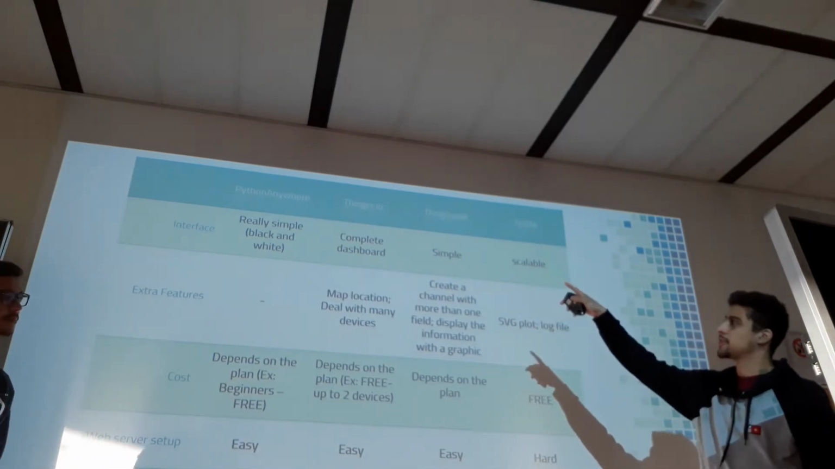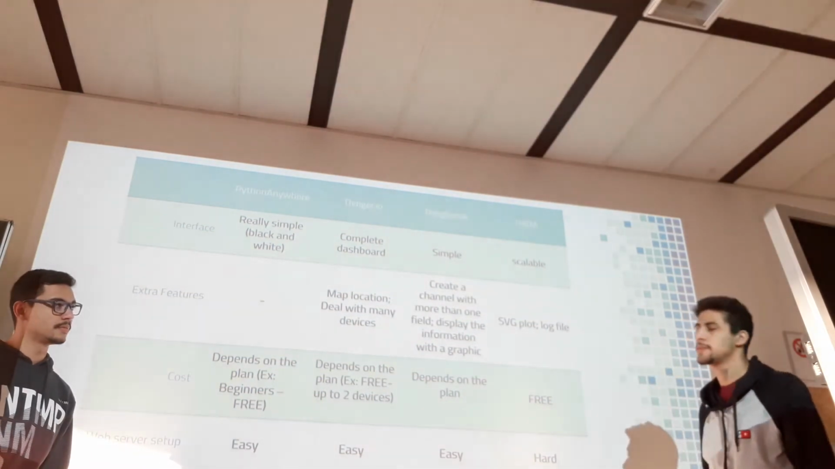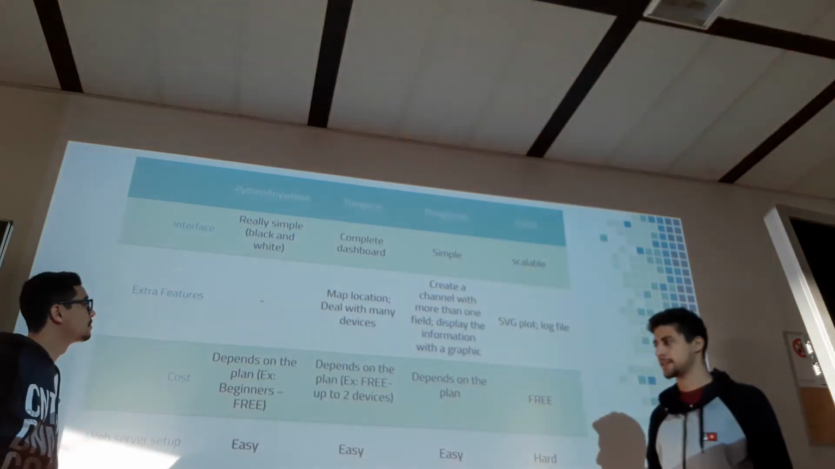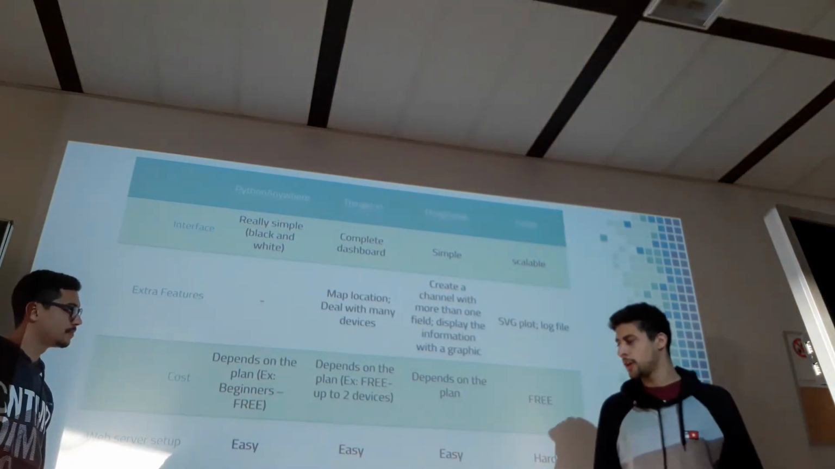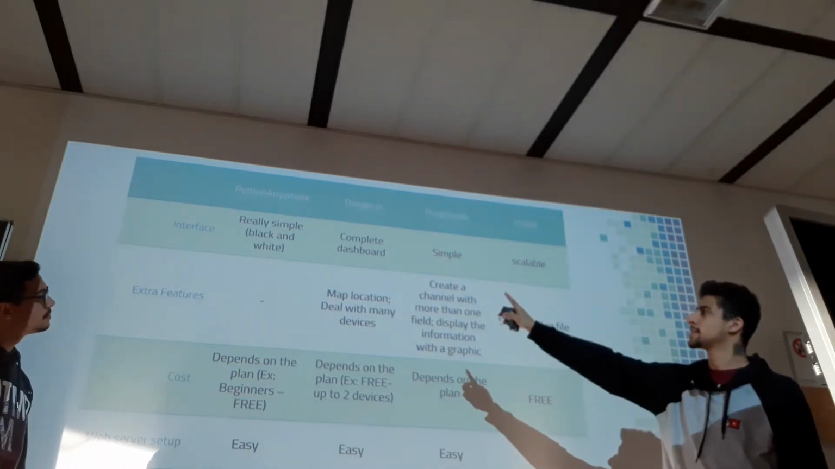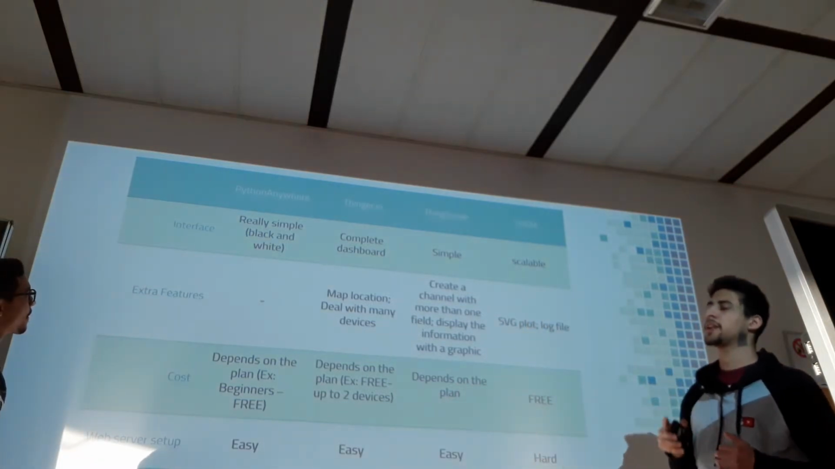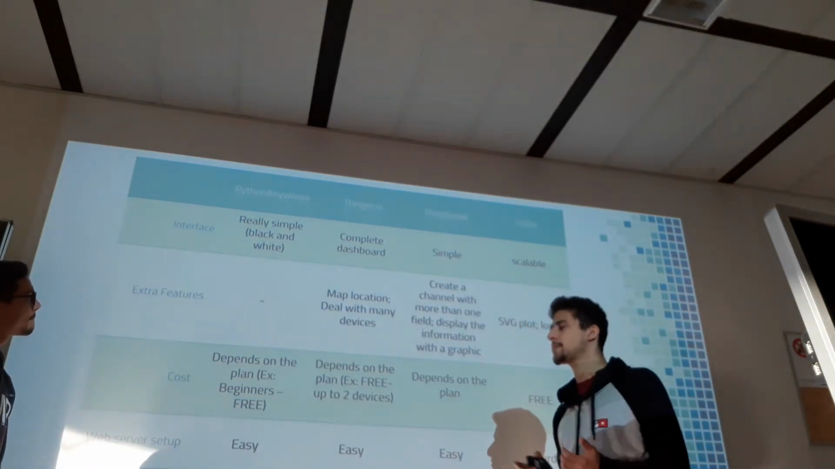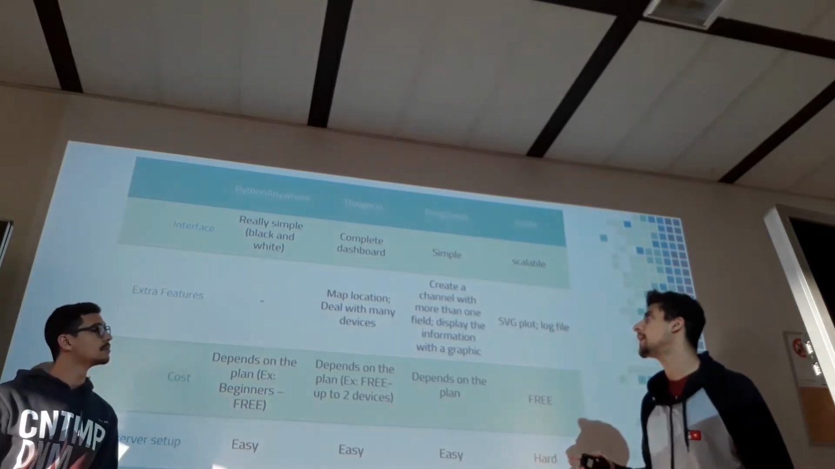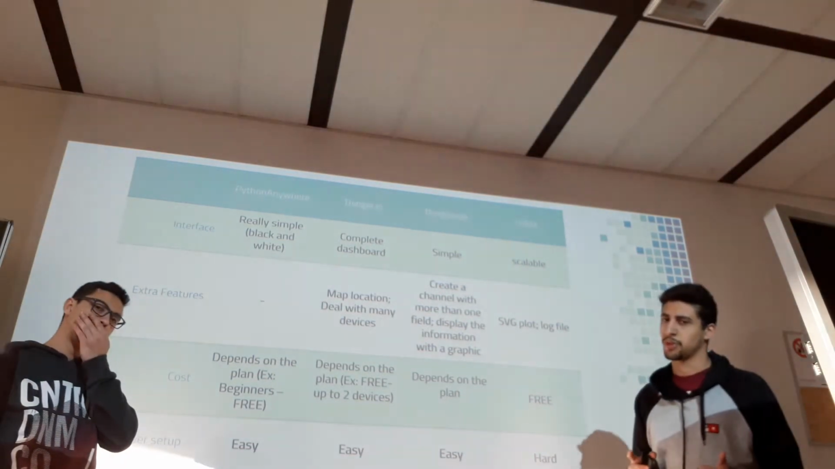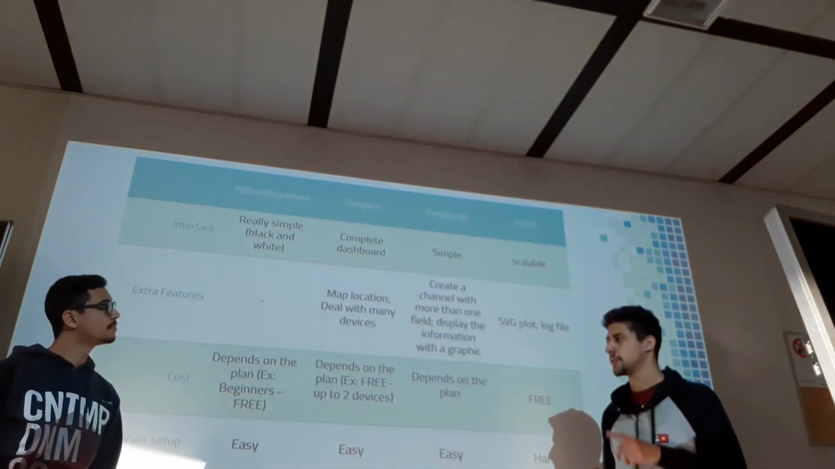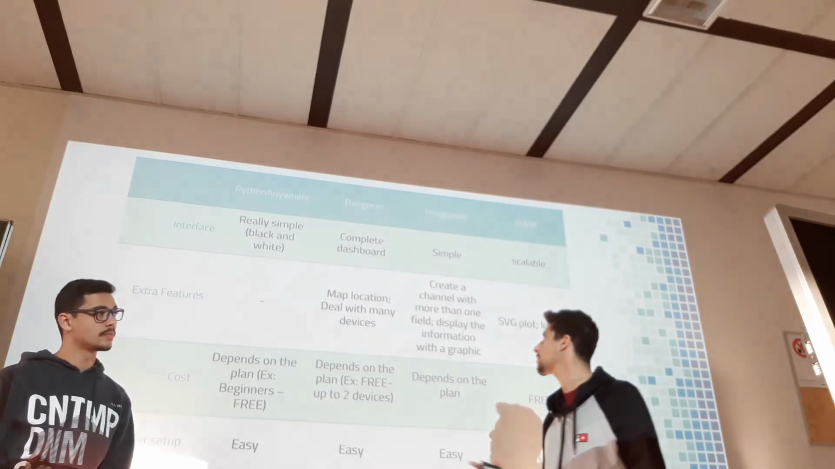So here in this table on the top we have the 4 different web servers that we use, and here we have the things that we are comparing: the interface, the extra feature, the cost, the web server setup, and also for those whom this web server are more indicated. So let's start with the interface. In the Python Anywhere, as we have seen, is a really simple interface, just black and white, nothing special, line by line. Finger.io has a complete dashboard with a lot of interesting things, and you can see where is your device located in the map and so on.